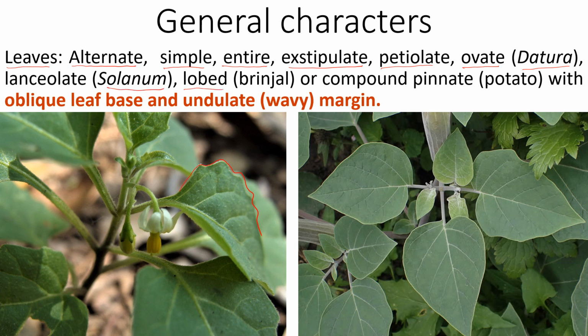It is lobed in case of brinjal, or it is compound pinnate in case of potato, with oblique leaf base and undulate or wavy margin. So oblique leaf base can easily be seen here. From one side the base starts here, and from other side base starts from here. So they are not end to end. In this case, the differences can be seen. One side starts here and other side starts here. So here is the gap, and that is called as oblique leaf base.